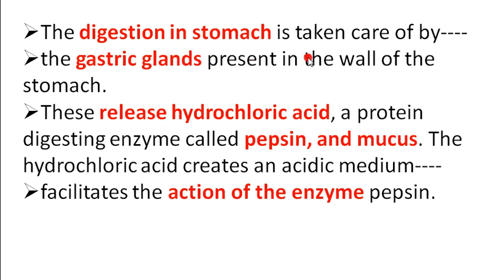Now the gastric glands present in the wall of the stomach release hydrochloric acid, HCl, a protein digesting enzyme called pepsin, and mucus. These are the usefulness of the gastric glands. As we know, hydrochloric acid is useful for digestion, and the protein digesting enzyme pepsin will digest protein.